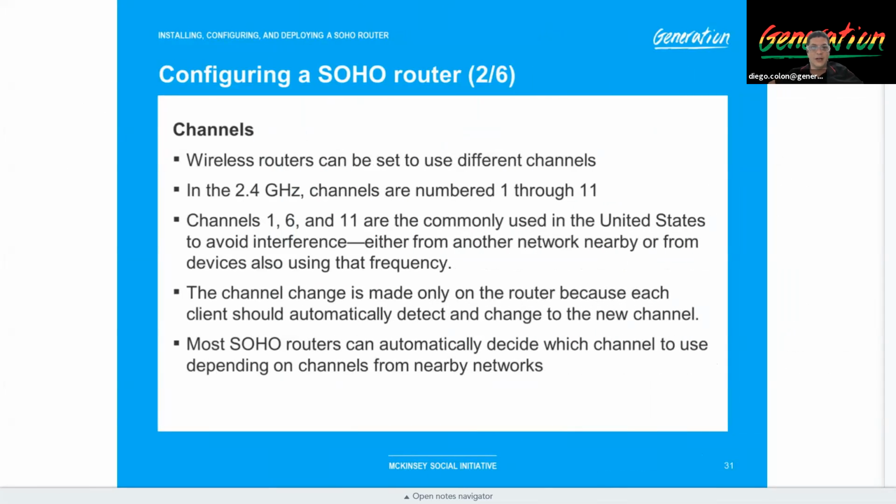Next one here. As for your channels on the routers, as we mentioned, the 2.4 gigahertz band has channels 1 through 11 in the United States. To avoid interference, the standard is to use 1, 6, and 11. And this will avoid the crosstalk.